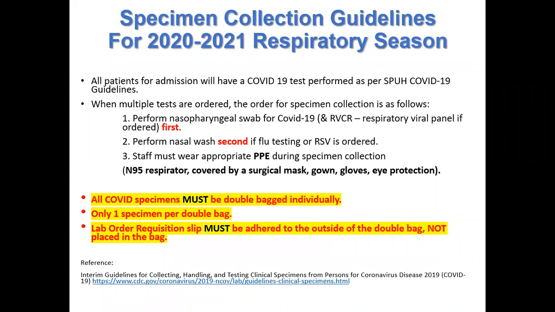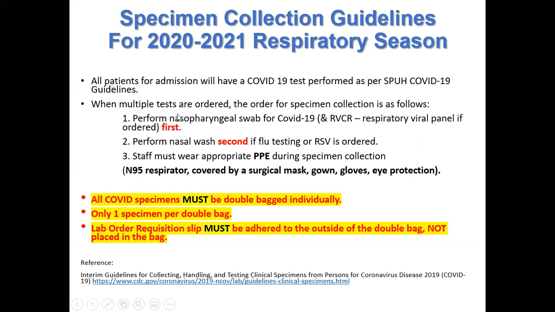Here we are going to the specimen collection and guidelines. Because we are healthcare providers, we are RNs. Sometimes we have direct contact with the patient to collect the specimen. So this is the 2021 respiratory section. All patients for admission will have a COVID-19 test performed, right, as per this agency, SPUS. It is one of the hospitals. They published this report, the COVID-19 guidelines they follow.